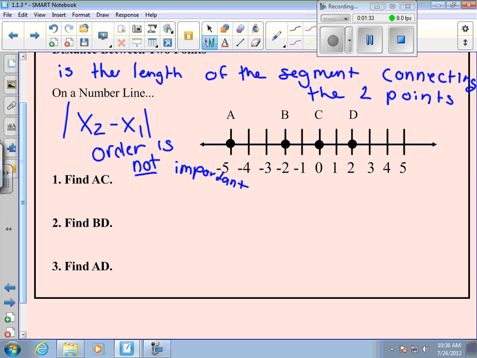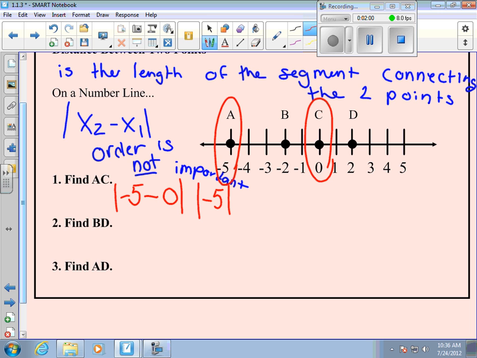All right, so let's go ahead and look at some examples here. The first one says find AC. So we're going to be looking at point A and point C. Again, it doesn't matter which one is our x2 and which one's our x1. So we're going to take the absolute value of -5, our A, minus our C, which is 0. So -5 minus 0 is -5. And remember, absolute value is its distance from 0. So whether we're at -5 or +5, we are still 5 points away from our 0. So the absolute value of -5 is going to be 5. So our distance of AC is 5.